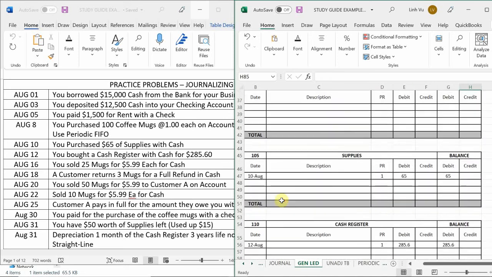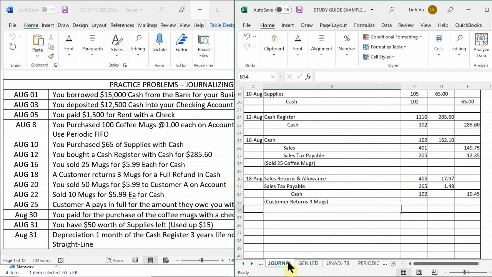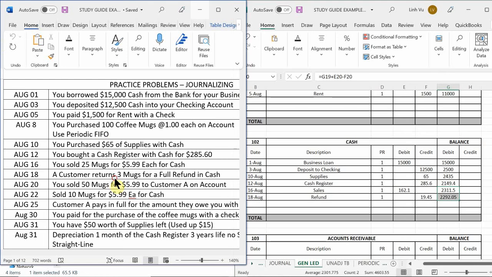And now you have to go to your cash because you had to give back the cash. And what was it, 1945? Yes, 1945. So therefore, you now have $2,292 and 5 cents.